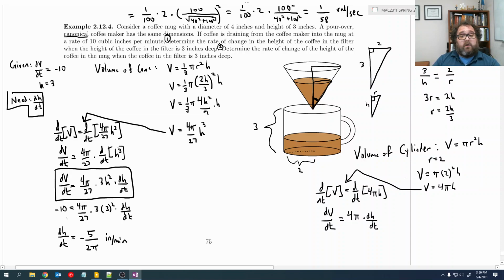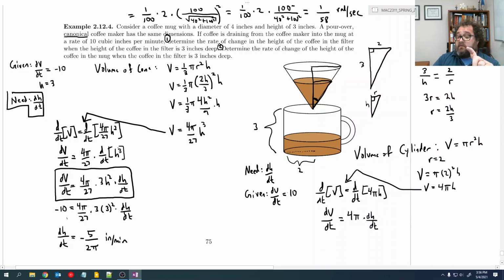Okay, now we plug in what we know and solve for what we don't know. I guess I didn't actually address this, I probably should have. What do we want? We want the rate of change of height. So, this is for part B. We need dh/dt, just like before, the rate of change of the height. But what are we given? Now, you've got to be careful here. We're given that dV/dt, the rate of change of the volume of the coffee in the mug, is 10.